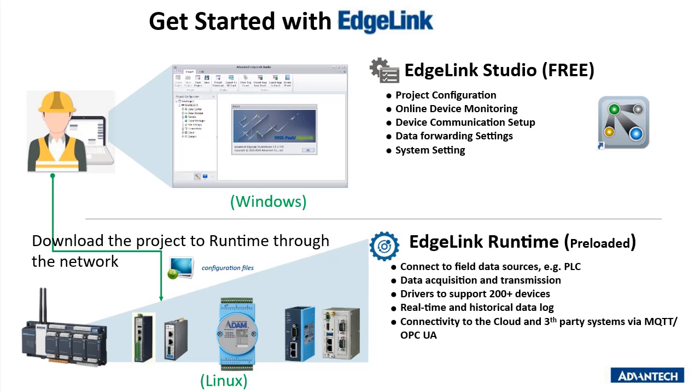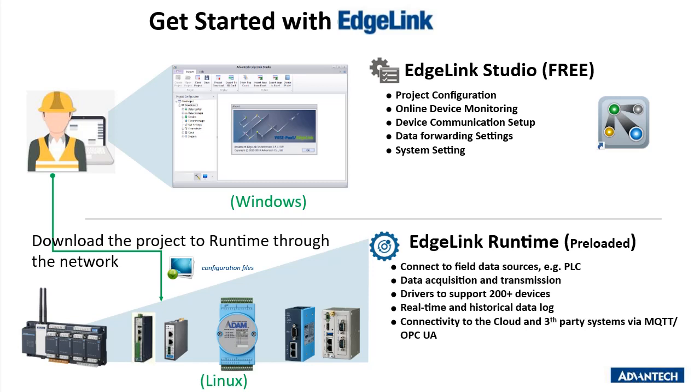So EdgeLink consists of basically 2 pieces. At the bottom is the runtime, which is the preloaded part on all the preceding hardware products we just discussed. All of those, the Atom, the ECU, the Ys, are all running Linux, and then with our special runtime application running on them. That's where all of the field devices are connected, the data acquisition and data logging happen, and where cloud connections are eventually done. To configure the runtime, you need the top part, which is the EdgeLink Studio product.